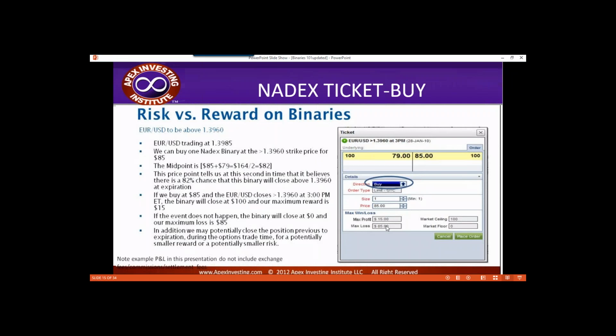So on the ticket, it will show you right then and there your max profit and max loss. In this example, if we buy the binary at 85 and it closes above 39.60, then we'll get the $85 back that we put up for the trade plus our $15 max reward. If we bought it for $85 and held it to expiration and the market was not above it, then our max loss would be the $85.